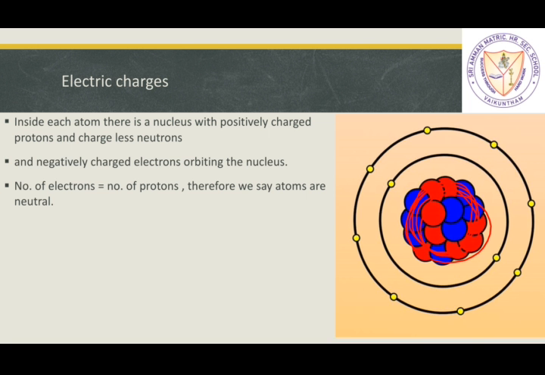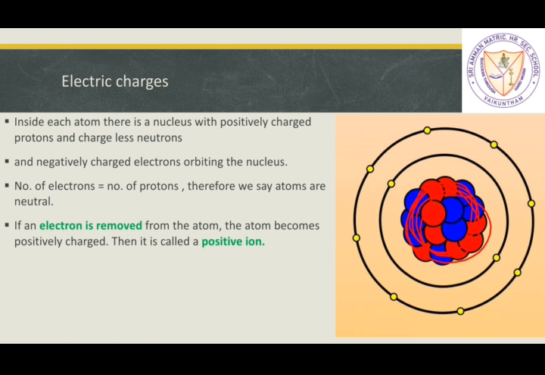Since it has the same number of electrons and the same number of protons, we say that the atoms are neutral in nature. They are neutral or stable in nature. If an electron is removed from the atom, it becomes positively charged. For example, there is an atom containing 10 electrons and 10 protons. Now I remove one electron. So now what will be the total charge?